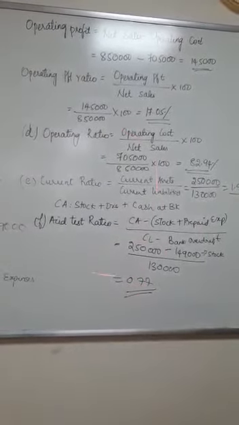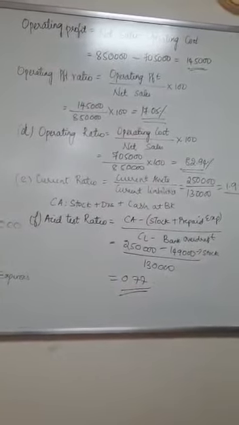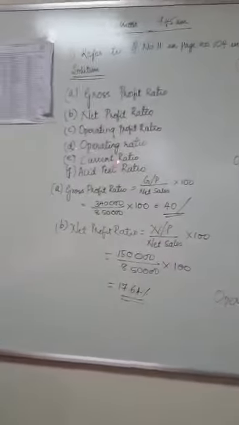So this is about the formula, or the way to find out the gross profit, net profit, operating ratio, current ratio and acid test ratio.